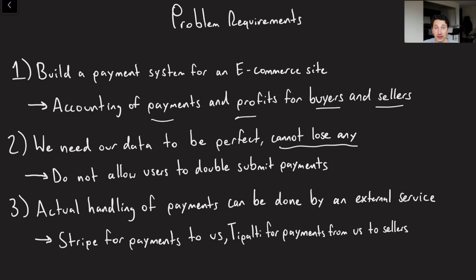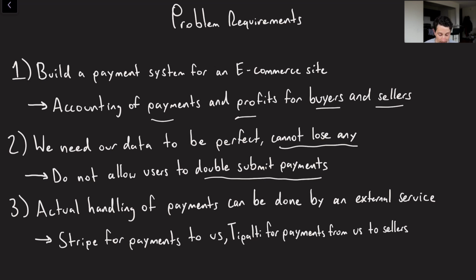Another thing, besides not allowing anyone to lose their data once they've submitted an order, is that we don't want to allow duplicate orders as well. If I'm a user and I click the submit button and then I click it again, I shouldn't pay twice. The system should stop me from doing that. So no double submitting payments, aka we want idempotent payments.